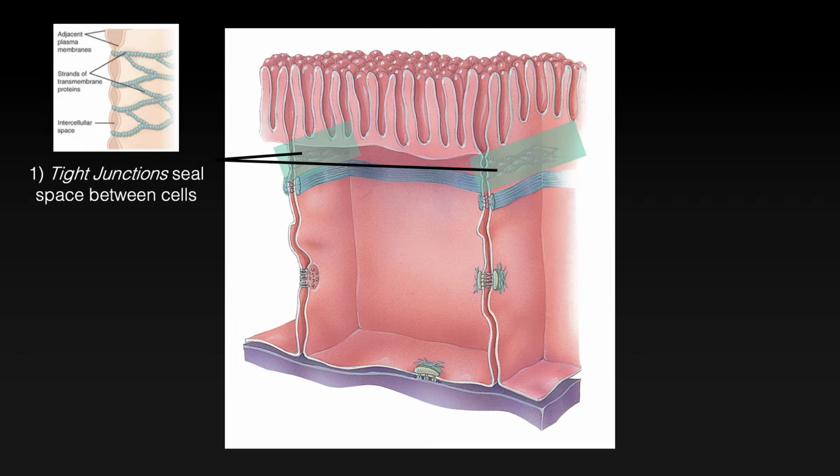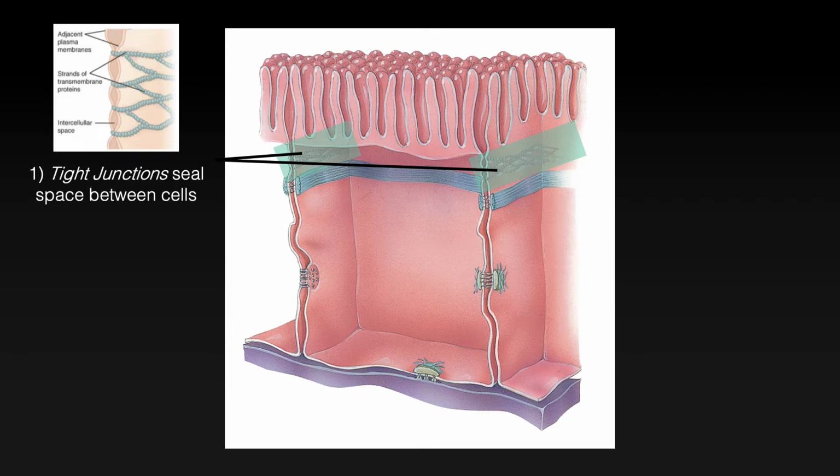And a tight junction, like its name implies, brings the cells together in very close proximity so that it seals the space between the two. It seals the space between the two tightly.